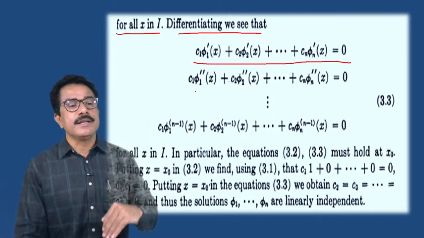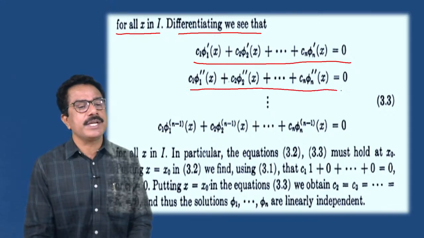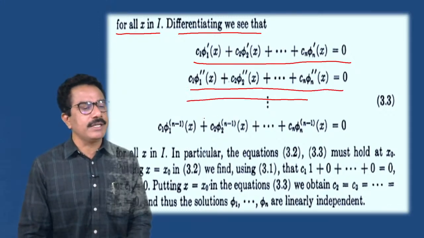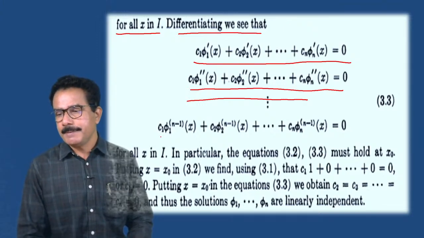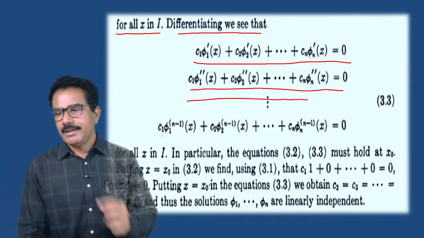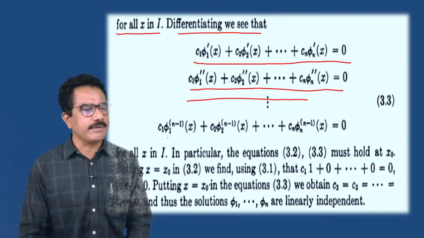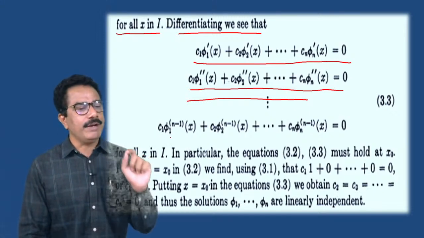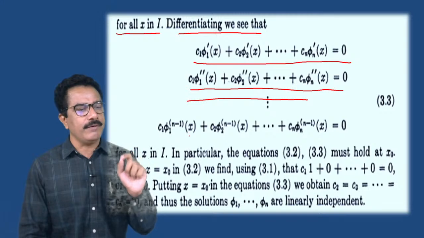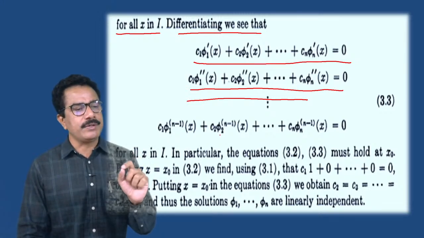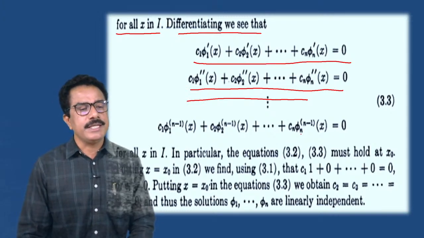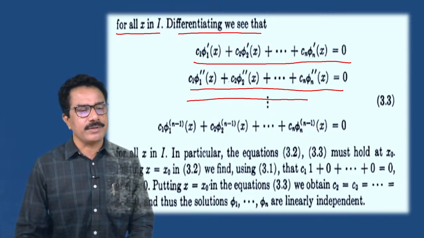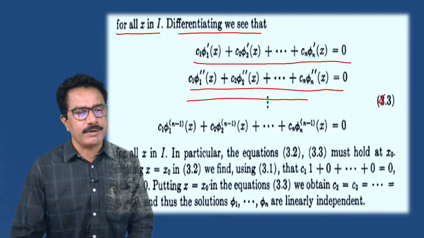Similarly, again we can take the second order differential, we can take similarly third order differential up to the n minus 1th order differential equation. Then we get C1 phi 1 raised to n minus 1 of x plus C2 phi 2 raised to n minus 1 of x plus dot dot dot Cn phi n raised to n minus 1 of x. Suppose this is equation number 4.